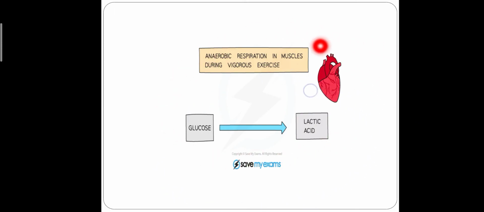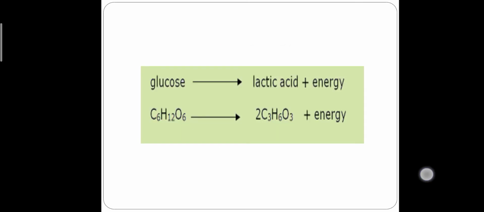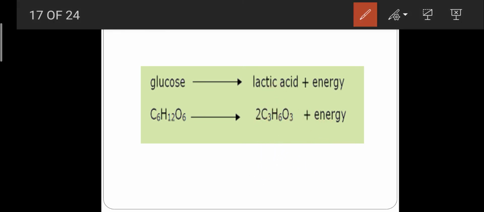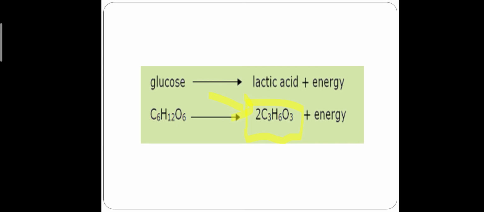This diagram shows anaerobic respiration in the muscles during hard exercise. Glucose is converted into lactic acid and energy. The glucose molecule, which has the formula C6H12O6, is converted into energy and lactic acid. The formula of lactic acid is C3H6O3, and for balancing the equation, 2 is added. So this is the phenomenon of anaerobic respiration in the muscles.